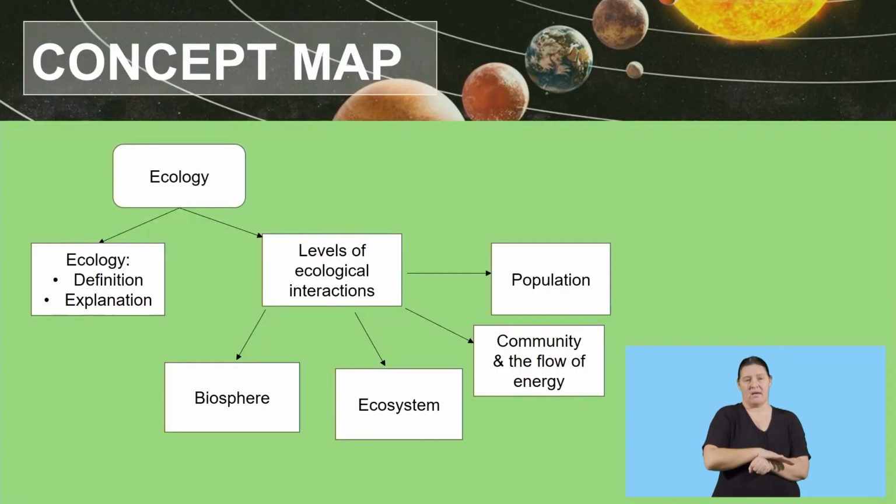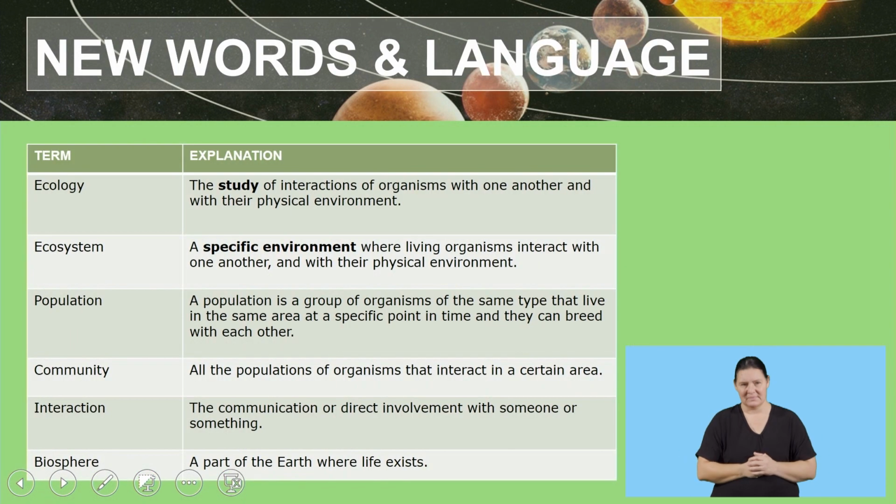Welcome back. We have come to the last part of this lesson. So we are going to go over our concept map just for the last time. The first thing that we did was to cover ecology, its definition and explanation. We then further went on to the levels of ecological interactions. We spoke about the population, we spoke about the community, and we also spoke about how energy flows from one organism to the other. We spoke about the ecosystem, we spoke about biosphere. So that was the last part of our lesson.